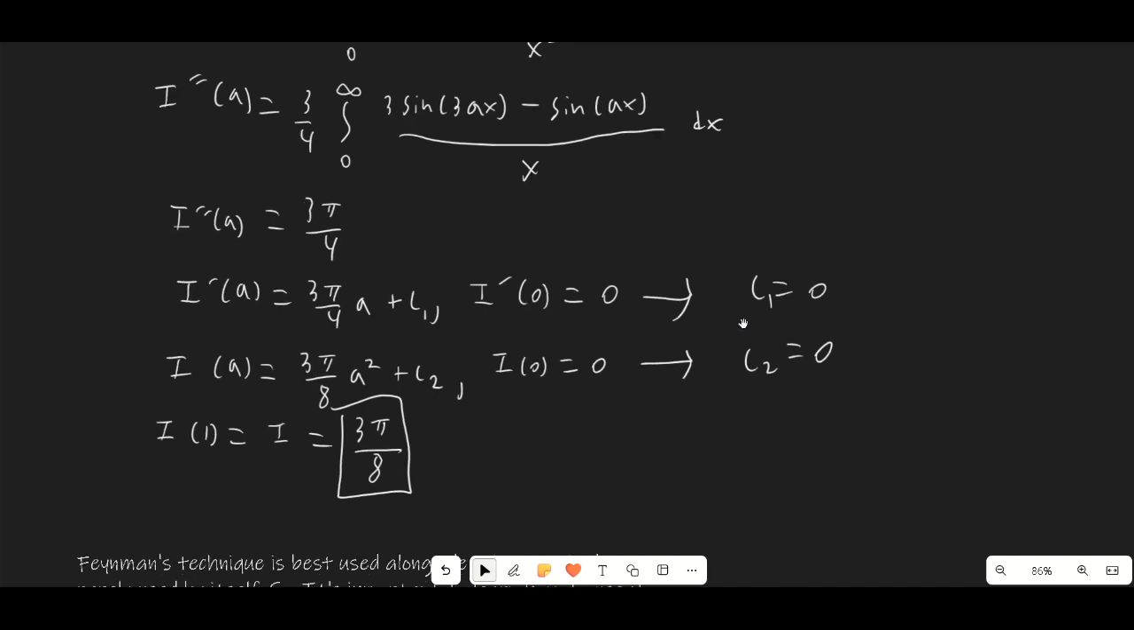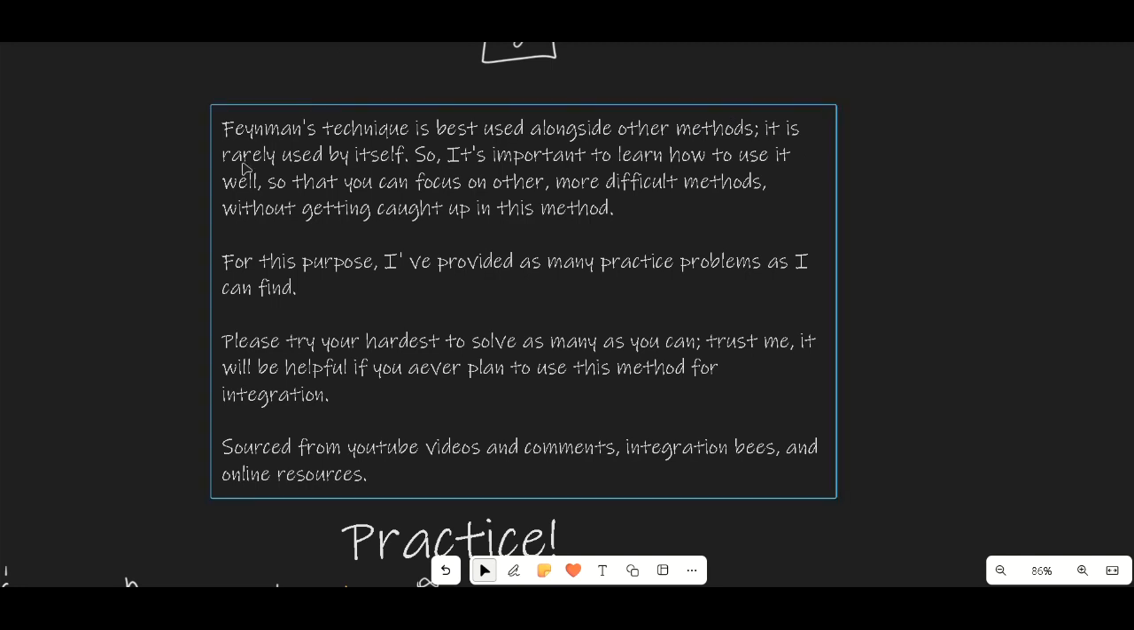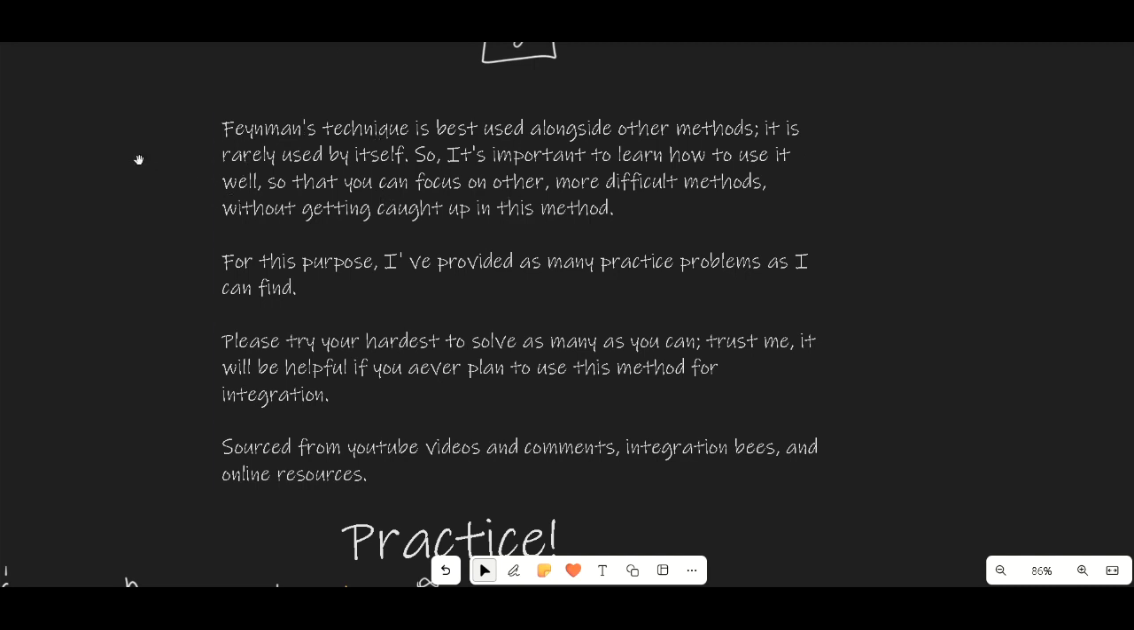So one thing to note is that Feynman's technique is best used alongside other methods. It's not very often that you're only going to use Feynman's method and not any other method. So it's really important to learn how to use it well, because you want to be able to focus on the more difficult methods, like applying power series or using the Laplace transform, or even doing contour integration, or something like Ramanujan's master theorem. So you definitely want to be able to use Feynman's trick well and easily and have it really locked in, because you won't get caught up trying to do the Feynman integration. It'll flow really naturally, and you can focus on the more difficult method.